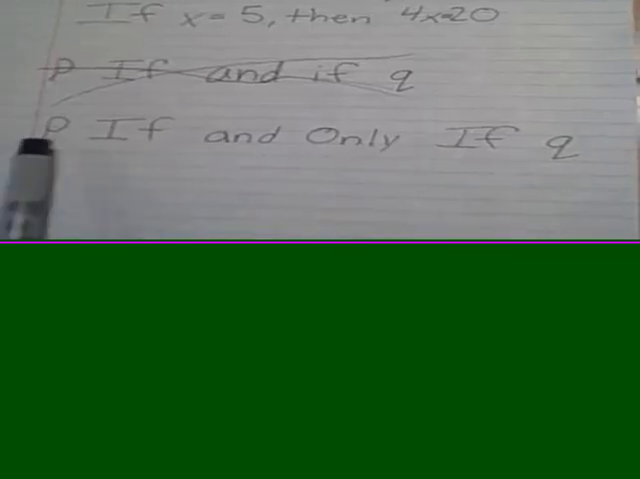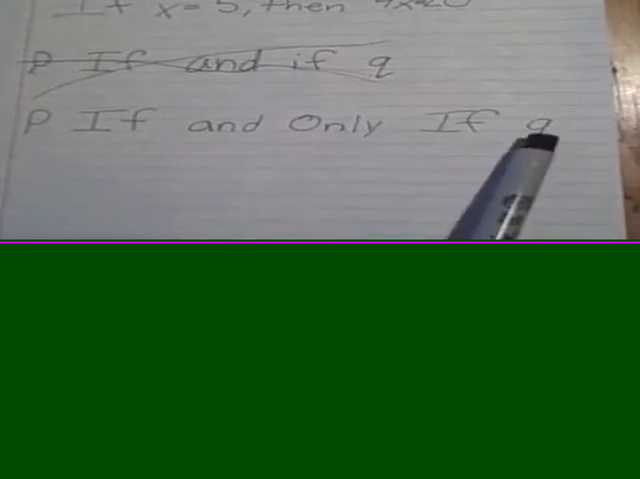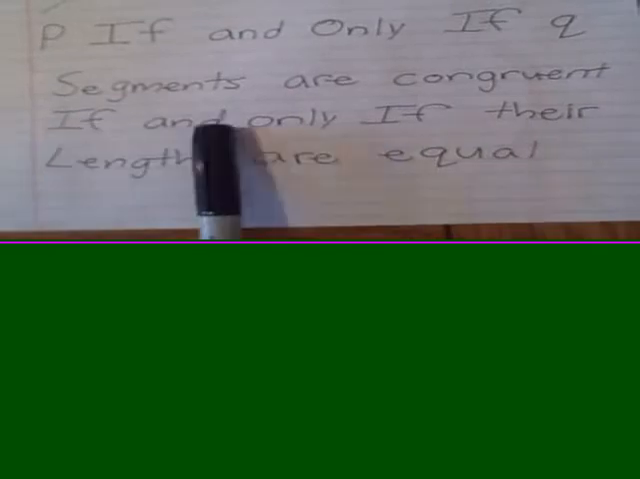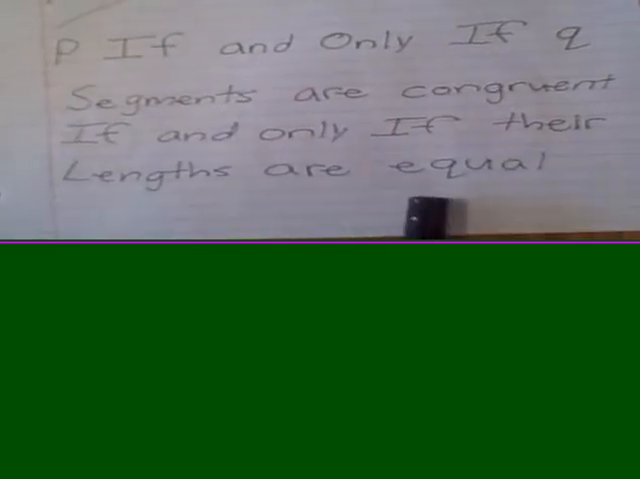And now your conclusion becomes your Q. But what if you can prove that wrong? That's called a counterexample. That's where biconditionals come in. A biconditional is written like P if and only if Q. So for example, segments are congruent if and only if their lengths are equal. Pretty easy, huh?